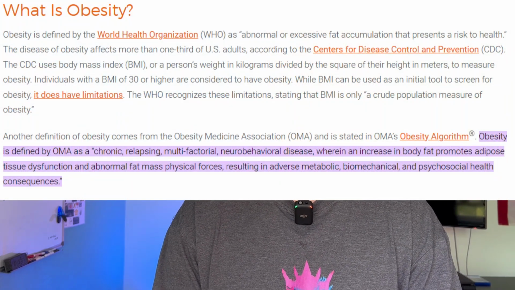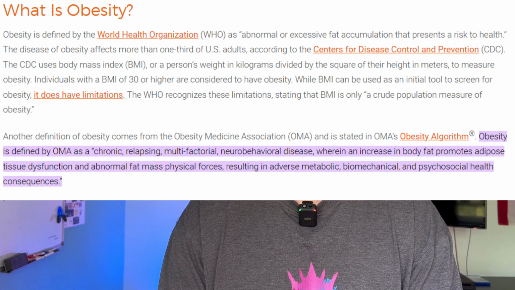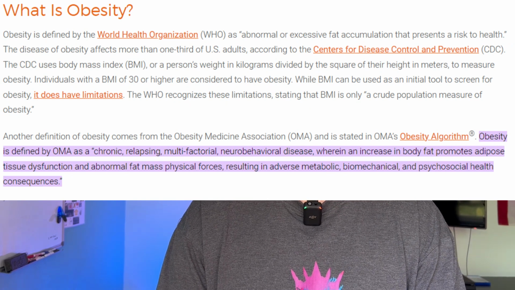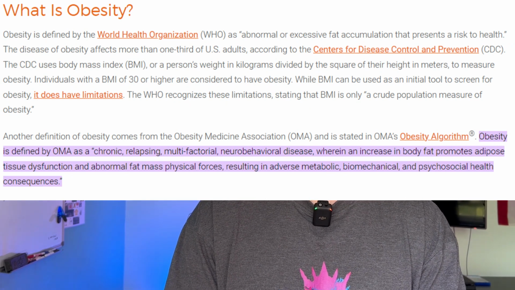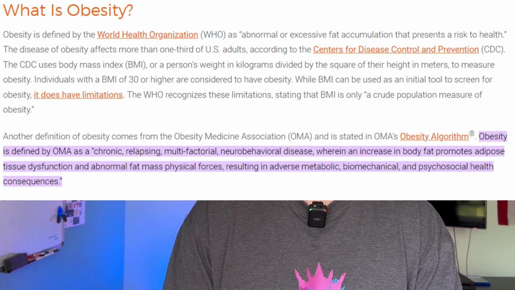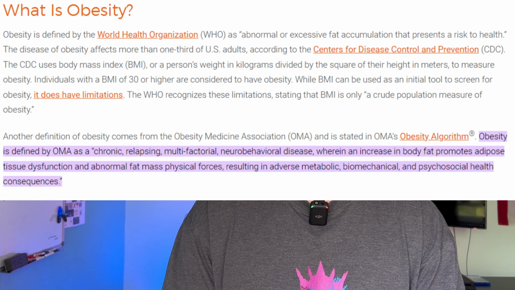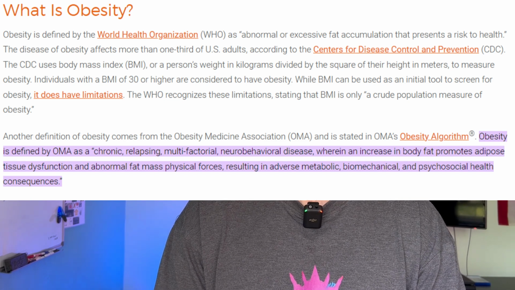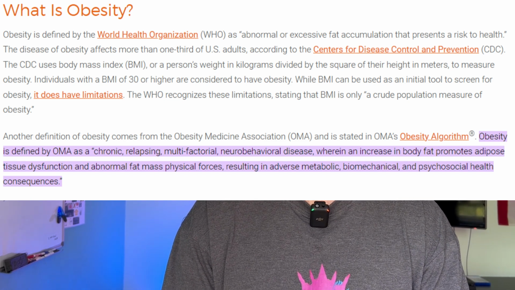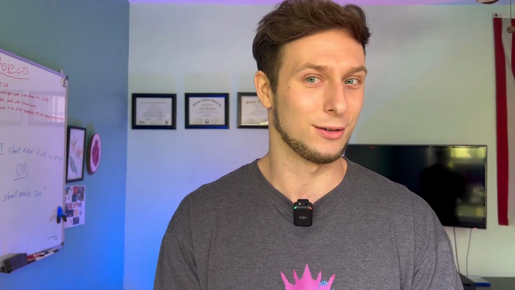Obesity is a chronic, relapsing, multifactorial neurobehavioral disease wherein an increase in body fat promotes adipose tissue dysfunction and abnormal fat mass physical forces, resulting in adverse metabolic, biomechanical, and psychosocial health consequences. That was a mouthful. So let's kind of break that down.